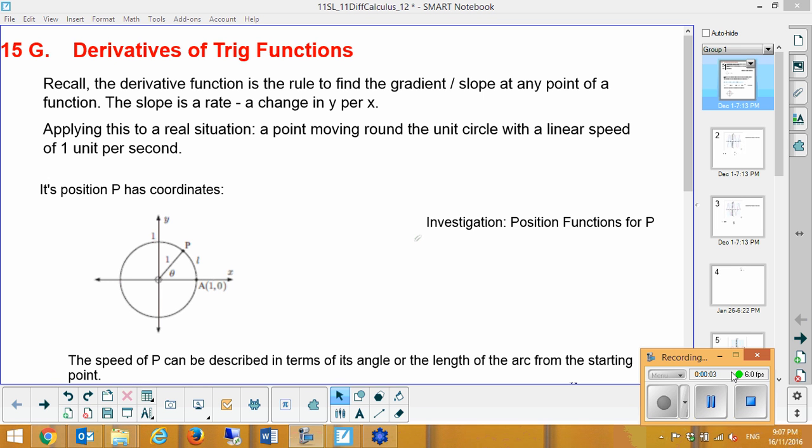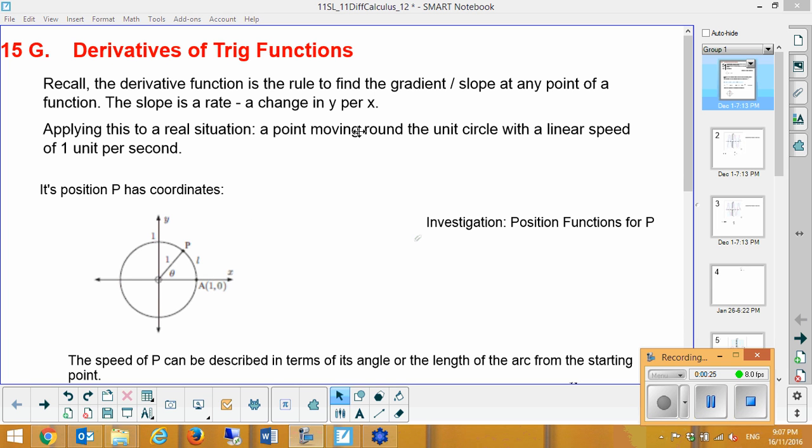Hello IB, we're going to have a look now at the derivatives of trig functions. In this case we're going to go back to the unit circle and look at our point going around the unit circle. So remember your derivative functions, the rule that we use to find the gradient or slope at any point on a function. The slope's a rate of change in y per x.